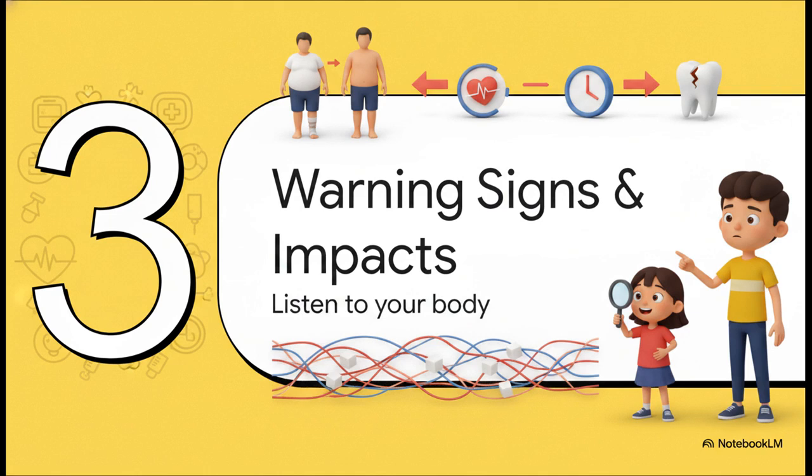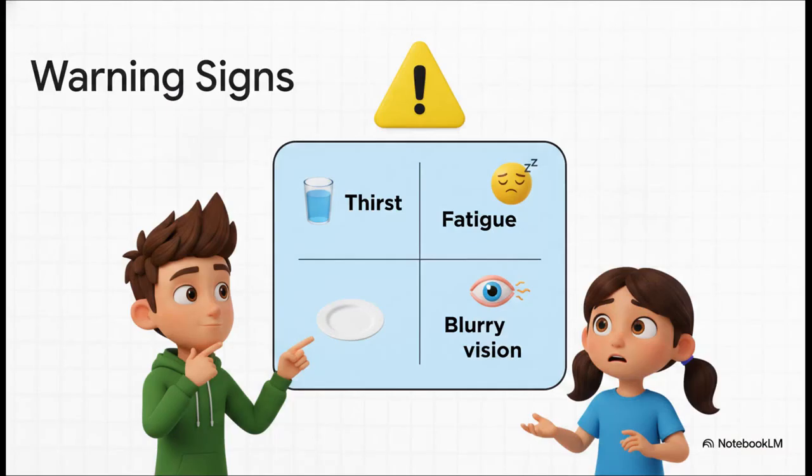All right, Section 3, Warning Signs and Impacts. Listen to your body. Our bodies are incredibly smart, and they give us some pretty clear warning signs when our blood sugar is out of whack. People who are developing diabetes might suddenly feel extremely thirsty all the time, or find themselves constantly hungry, or deal with overwhelming fatigue. They might also notice frequent urination, totally unexpected weight loss, or even blurry vision.